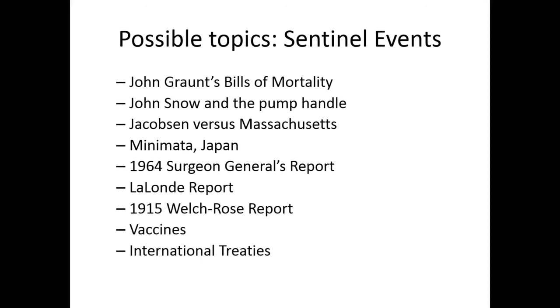So Jacobson was an individual who objected to the Massachusetts Health Authority requiring everyone to get a smallpox vaccine. And that case was decided in favor of the public interest, for the public good. It is sometimes important and appropriate for the state to step in and require something like a vaccine. So that was an important precedent-setting case.